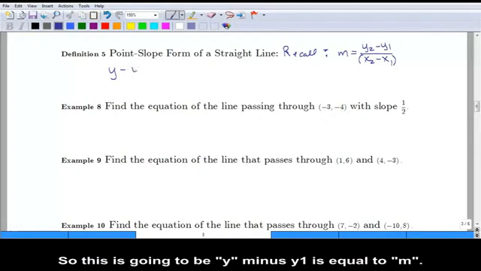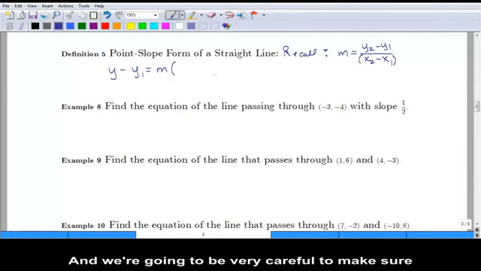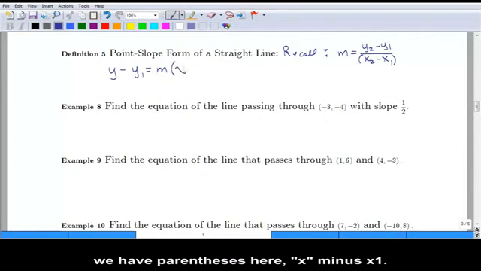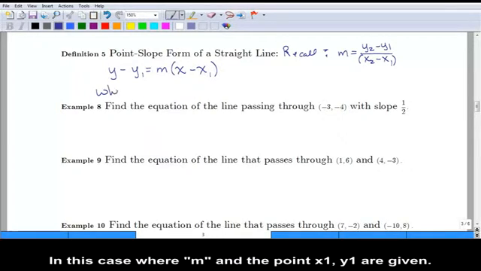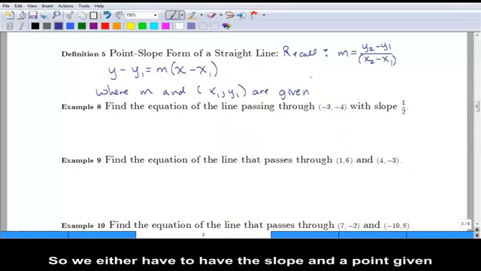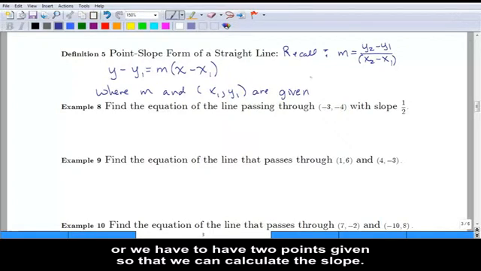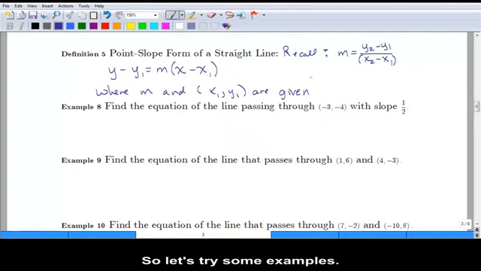So this is going to be y minus y1 is equal to m, and we're going to be very careful to make sure we have parentheses here, x minus x1. In this case, where m and the point x1, y1 are given. So we either have to have the slope and a point given, or we have to have 2 points given so that we can calculate the slope. So let's try some examples.